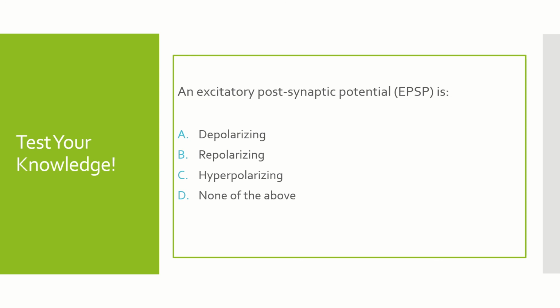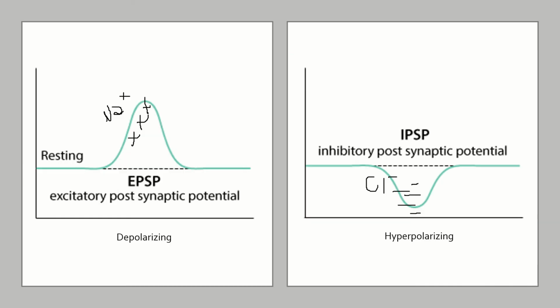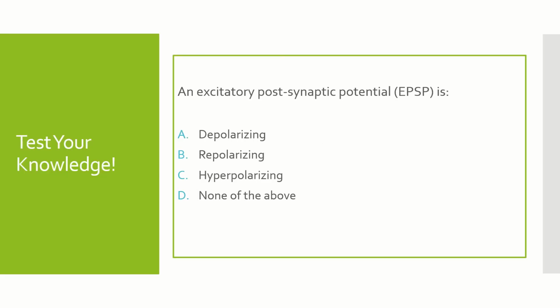All right. An excitatory postsynaptic potential is going to depolarize. We want to depolarize to send that signal, right? If we're going from negative to less negative, that is depolarizing. That's excited. It's excitable, excitatory.